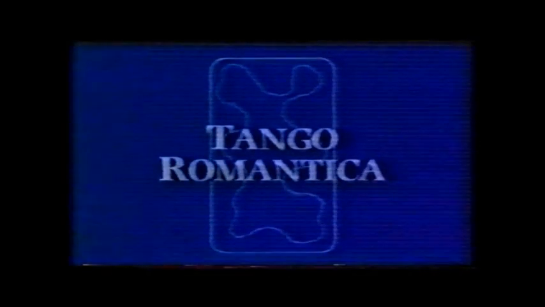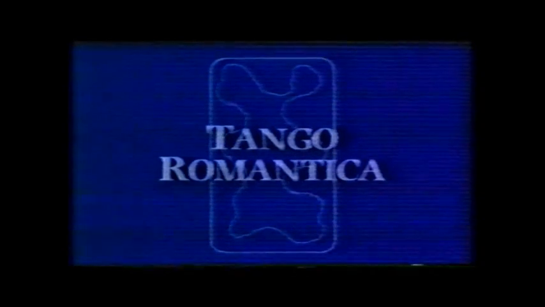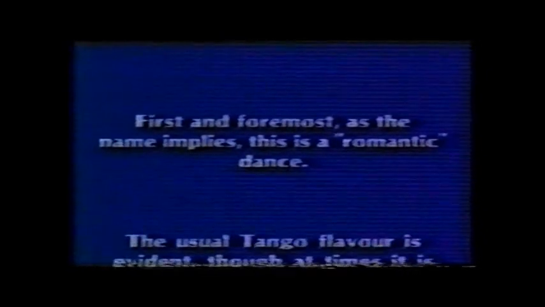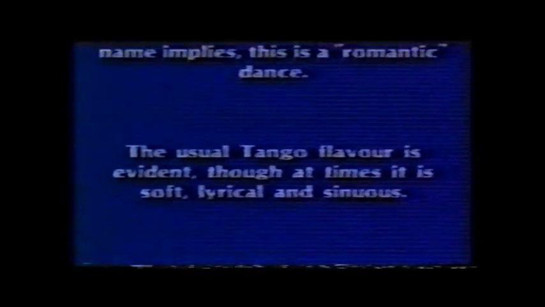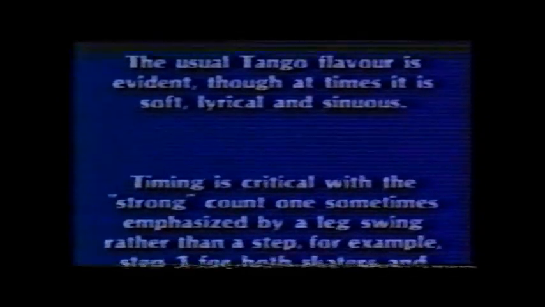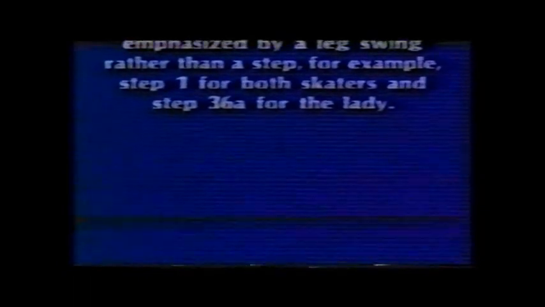Tango Romantica. The Tango Romantica is an optional pattern dance. First and foremost, as the name implies, this is a romantic dance. The usual tango flavor is evident, though at times it is soft, lyrical, and sinuous. Timing is critical, with the strong count 1 sometimes emphasized by a leg swing rather than a step. For example, step 1 for both skaters and step 36A for the lady.